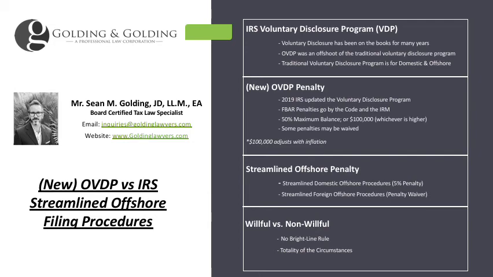So the main difference in deciding, do I go Streamlined, do I go OVDP, is willfulness. And willful versus non-willful is a huge issue, primarily because the IRS has not developed a bright line test to analyze non-willful. It is basically a totality of the circumstances test.